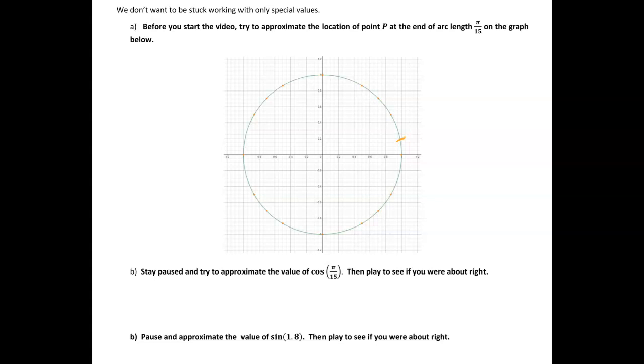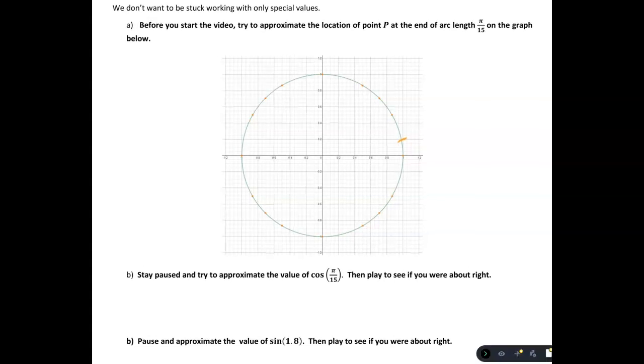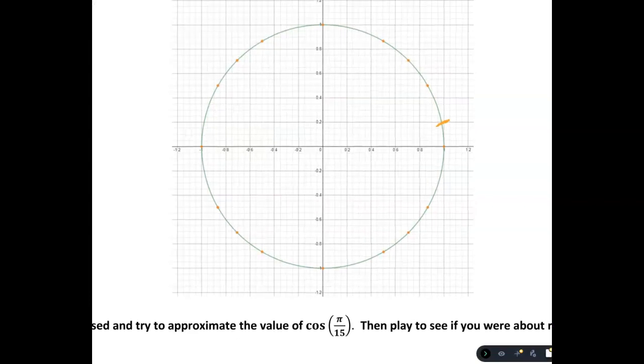Okay, so if you didn't already, pause and now try and approximate the value of cosine of pi over 15 to see if you can figure out approximately what that would be. Okay, so I'm going to zoom in a little bit here. Remember, cosine is asking for your x value.